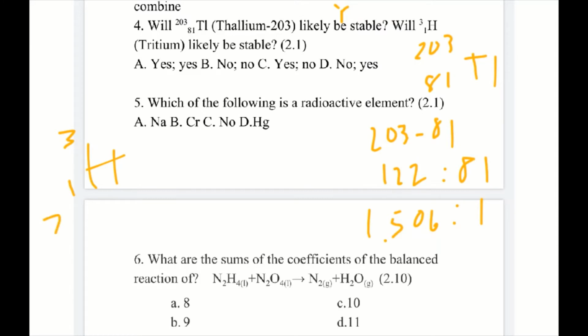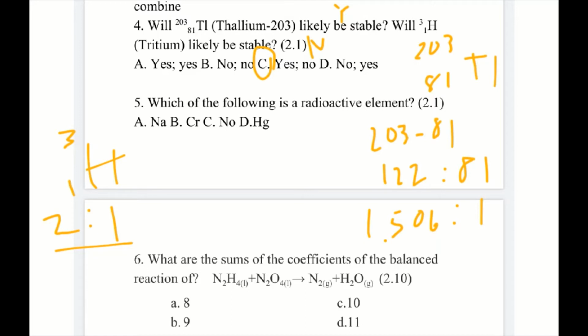Now this has 2 neutrons and 1 proton. Now we said that for elements that have an atomic number of less than 20, I think, they will have a 1-to-1 ratio to be stable. And this is 2-to-1 and not 1-to-1, so obviously tritium is not stable. So this will be no, and therefore our answer will be yes and no, C.